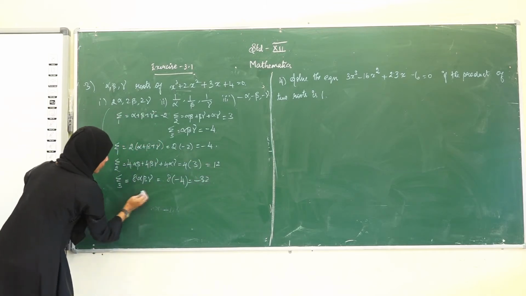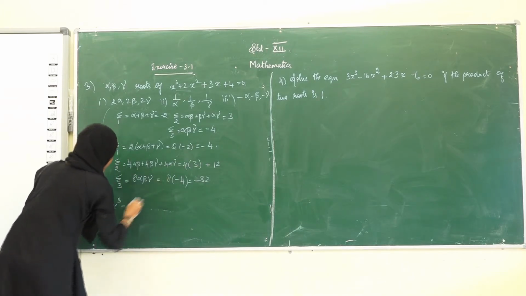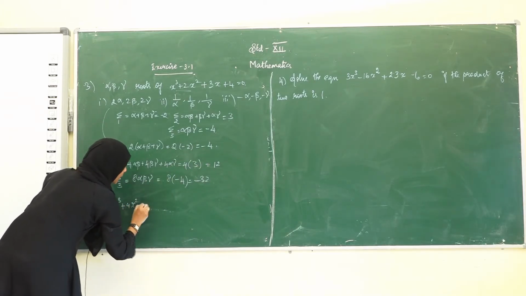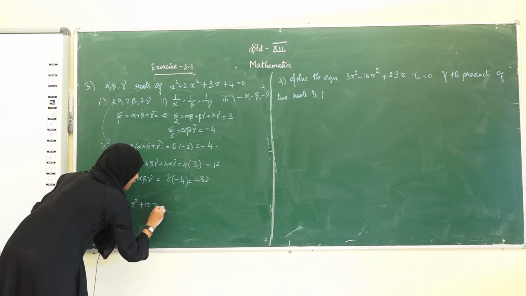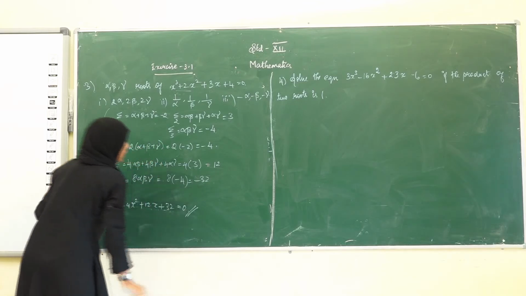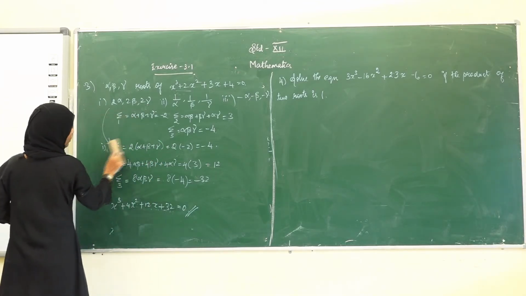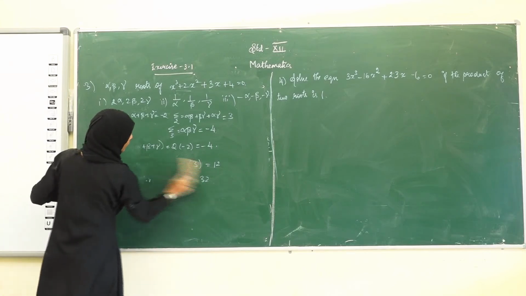With these 3 we can form the cubic equation, that is x cube minus this one, that is plus 4x square plus 12x minus of minus 32 equal to 0. This is the first cubic equation, the answer for the first subdivision. Then we move on to the second subdivision.